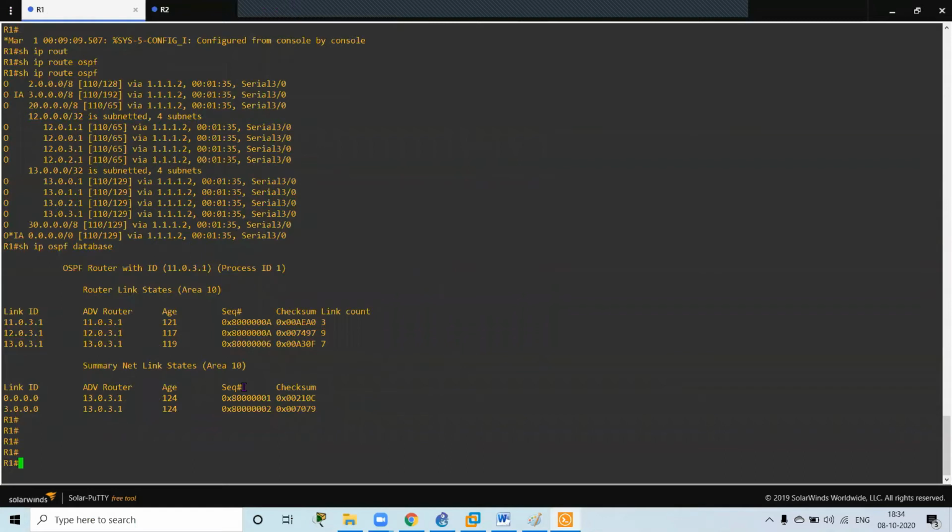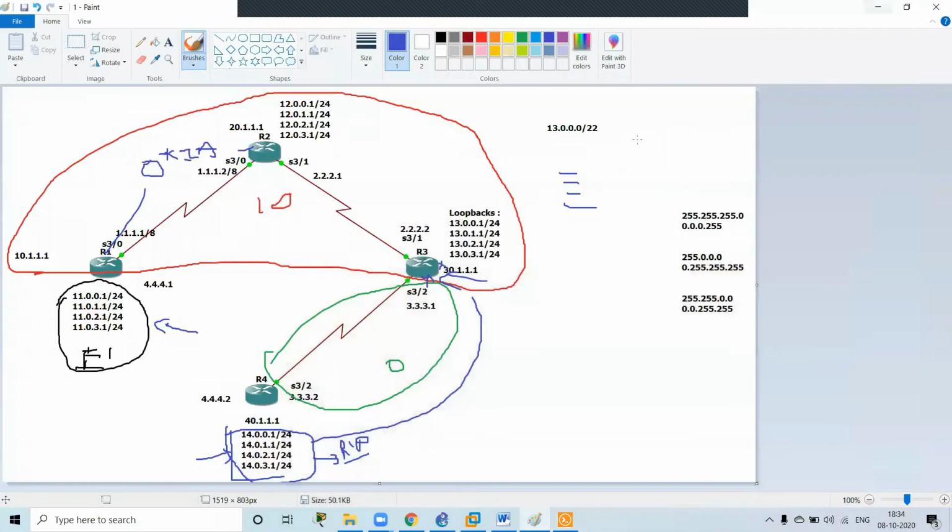See, R1 is your ASBR. So you don't want to go anywhere to reach that 11 dot network. Why do you need to go to any IP address when you are the ASBR router? When you are having both the routing protocols, why will you go to any other router? Understood? You are the ASBR.